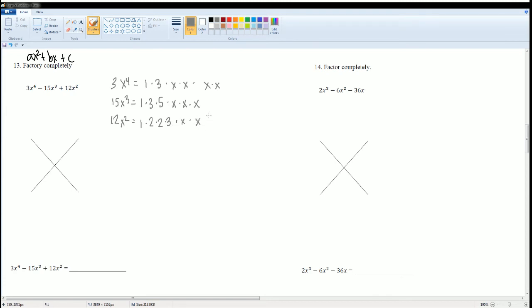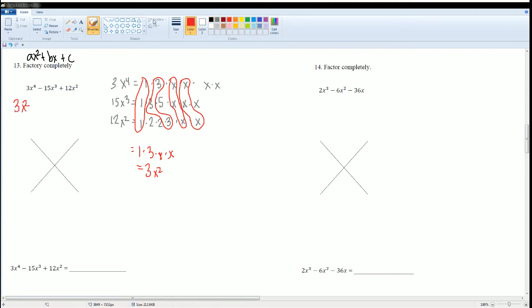Understand what you need to have left over. So the first one, you have a 1, perfect. What else is in common? 3, 3, 3, perfect. What else? You're like, oh wow, it has an x and an x here. Perfect. So what do you have left over? 1 times 3 times x times x. You have 3x squared.